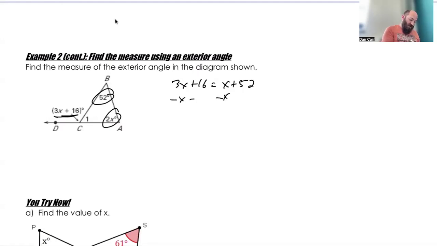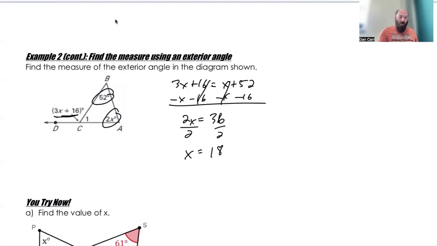So I'll subtract x and subtract 16. So that's gone and that's gone. I get 2x here is equal to 36. Divide both sides by 2, and I get x equals 18. So we want to find the measure of the exterior angle, which in this case is the measure of angle DCB again. So it's going to be 3 times 18 plus 16.